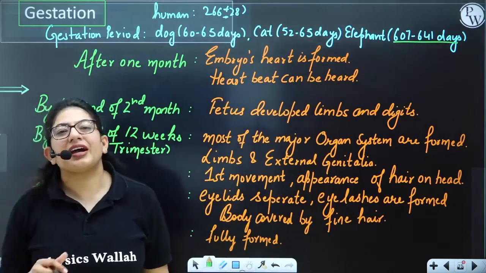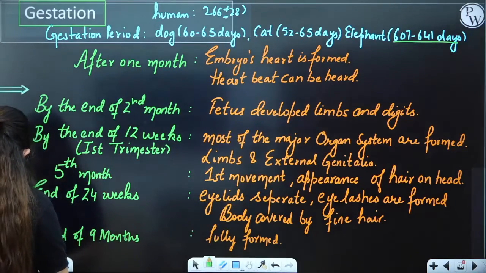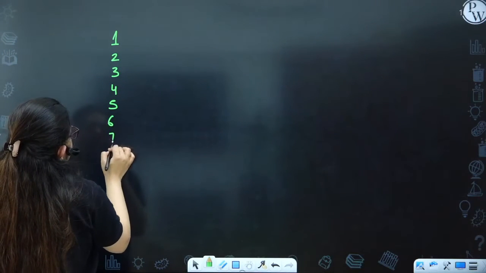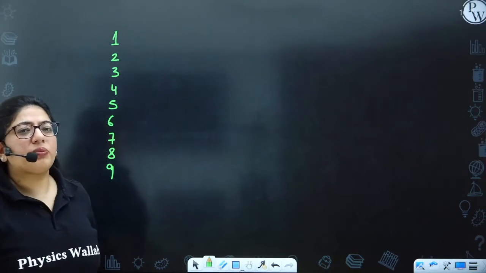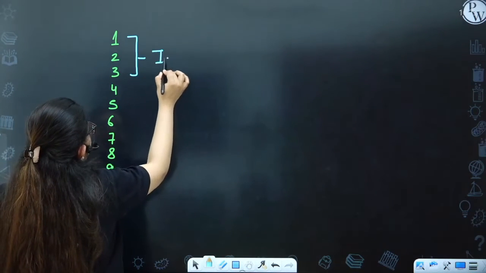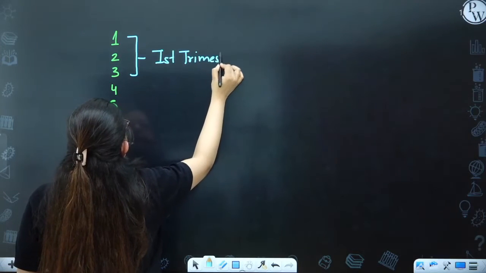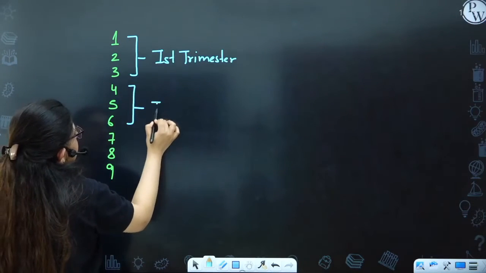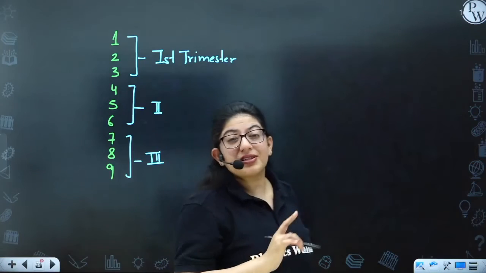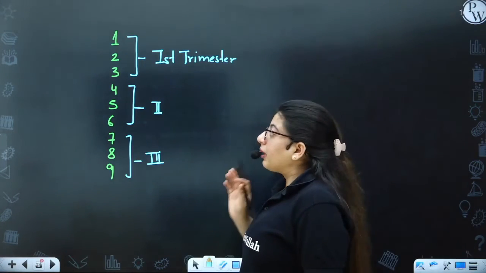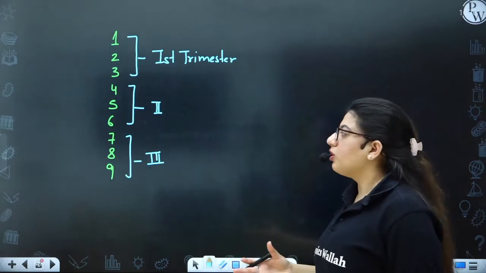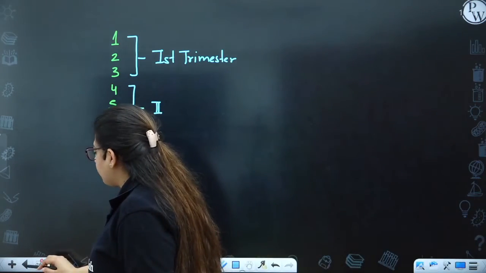So what happens in these 9 months? Let's see. What we say is the pregnancy is for 9 months, right? 1, 2, 3, 4, 5, 6, 7, 8, 9. And 1 month has 4 weeks. So the first 3 months form a trimester. That is the first trimester. The entire pregnancy is divided into three trimesters. This is the second one and this is the third one. One trimester is equal to how many months? 3 months. So if we talk about these 9 months, we have divided them into three trimesters, and one trimester is equal to 3 months.